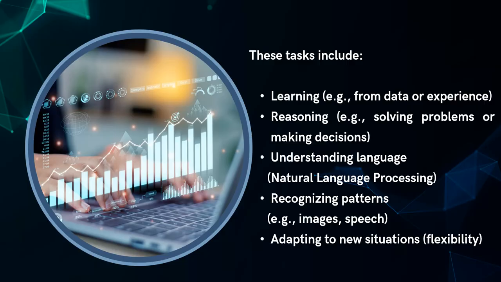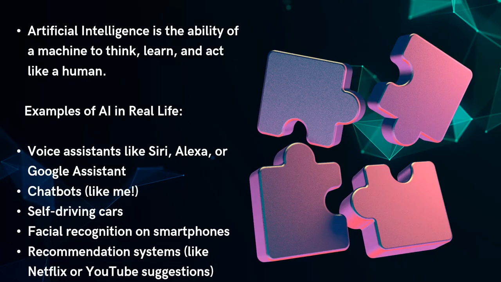We have the flexibility here. Anytime we can change as per the situation. Now, let's begin the introduction of artificial intelligence. What is artificial intelligence? Artificial intelligence is the ability of a machine to think, learn, and act like a human. So, as how we think and process information, similarly, here AI is a tool. It is a machine which is not a human, but it acts like a human.